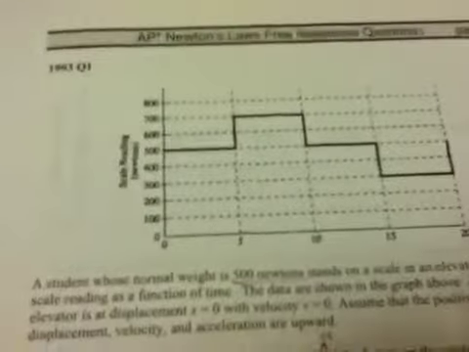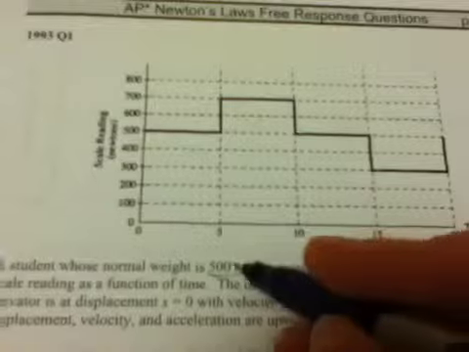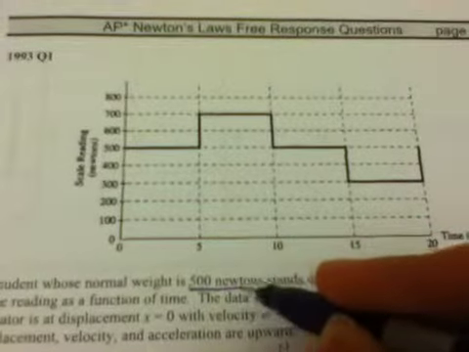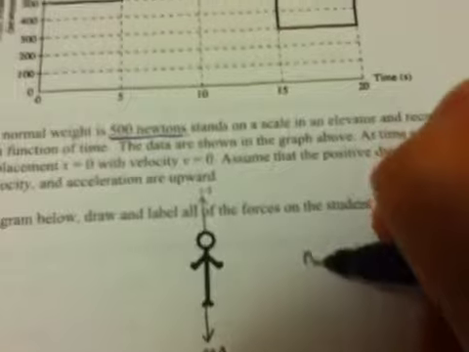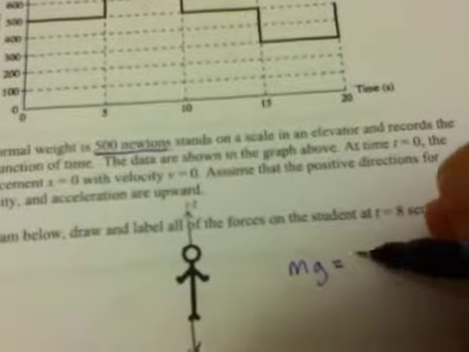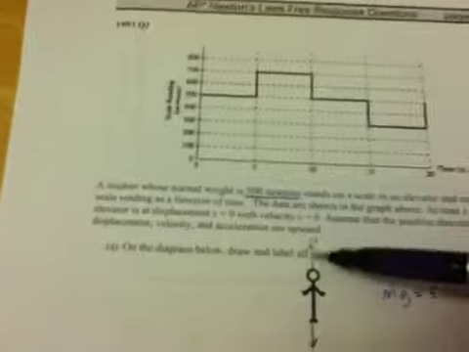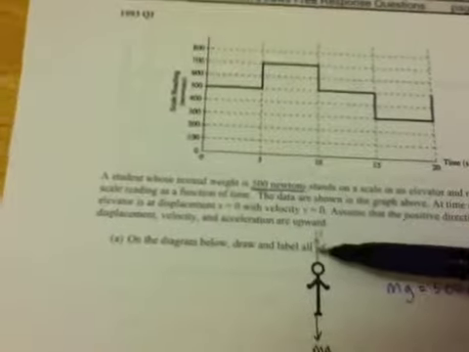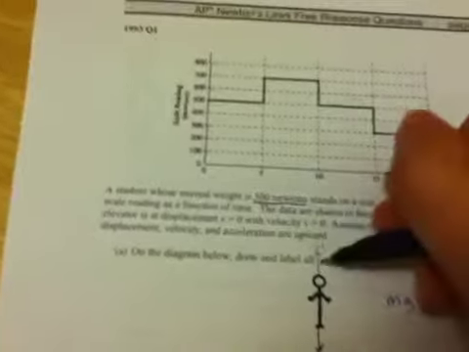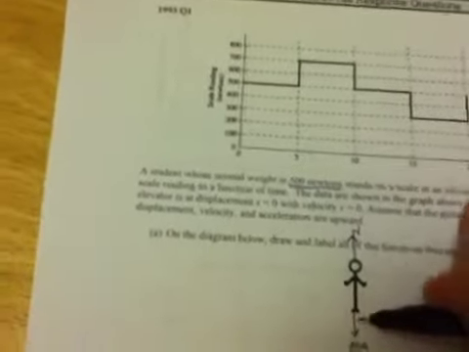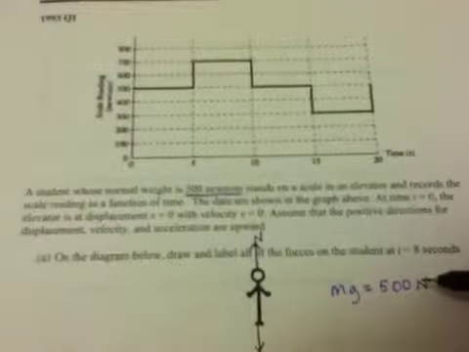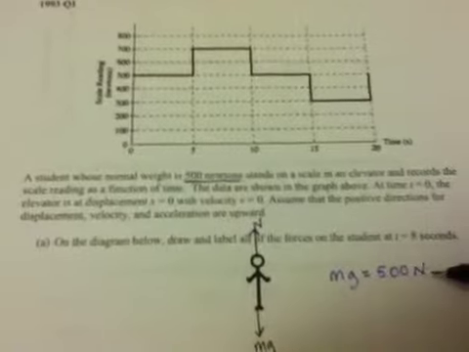So we have got this student that normally weighs 500 newtons. So that means that this student's mg is going to equal 500 newtons. Okay? And so the first thing that it asks us to do is draw a free body diagram. And we see that the only forces acting on this student in the elevator is this normal force right here and this mg right there. So, they just told us that this person's normal weight is going to be this 500 newtons.